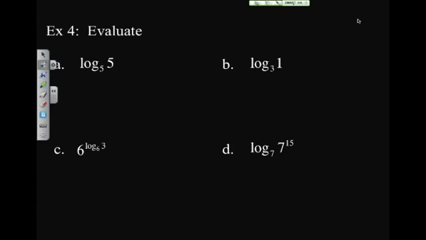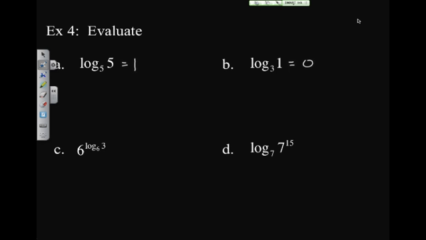So in example 4, we want to evaluate log base 5 of 5. Well, using the second property, we know that answer is 1 because 5 to the first power equals 5. For B, log base 3 of 1, using the first property, we know that that is 0 because 3 to the 0 power will equal 1.